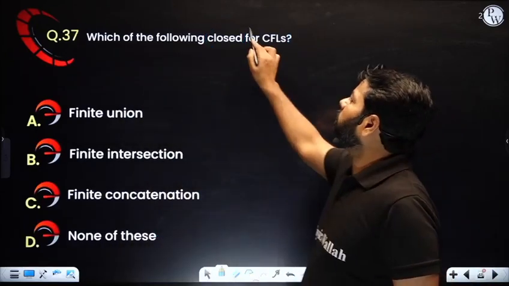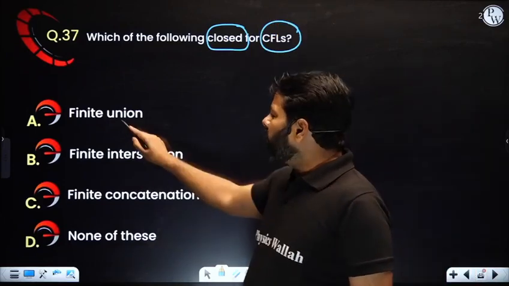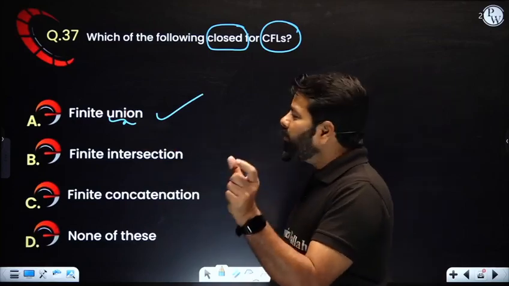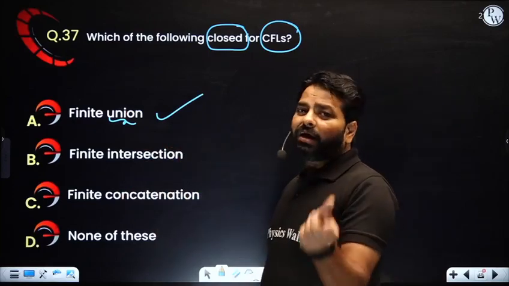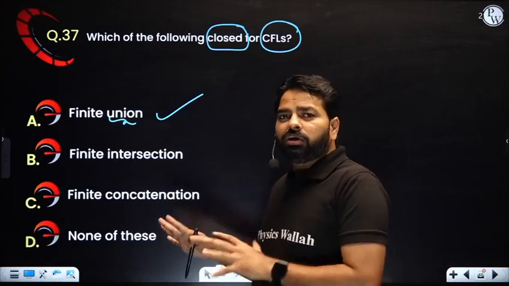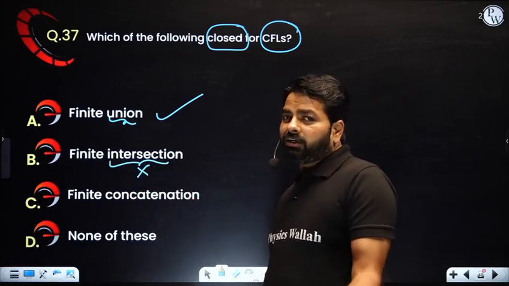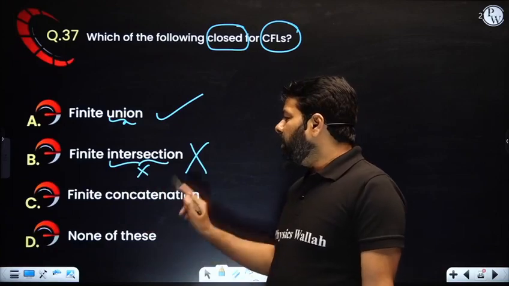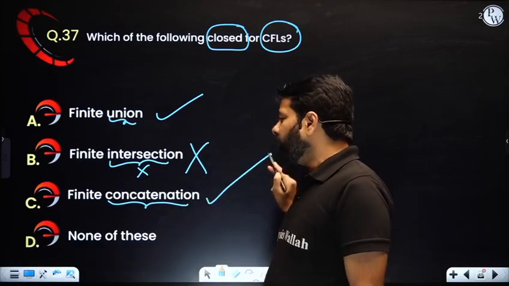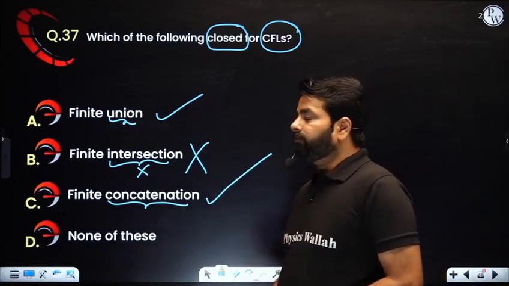Which of the following are closed for context free languages? Union was closed, so finite union is also closed. There is a relation between union and finite union. Infinite you can't relate with the union, but union and finite union you can relate. If union is closed, definitely finite union is. Intersection, we know it is not closed, so finite intersection is not closed. Concatenation was closed. Use the same algorithm a finite number of times and you get finite concatenation. So here finite union and finite concatenation are closed.